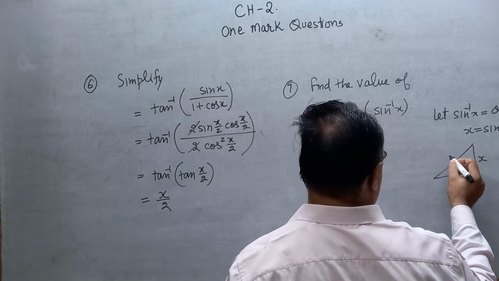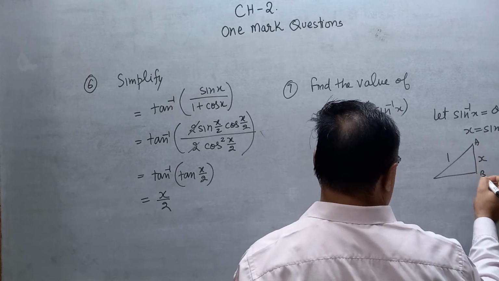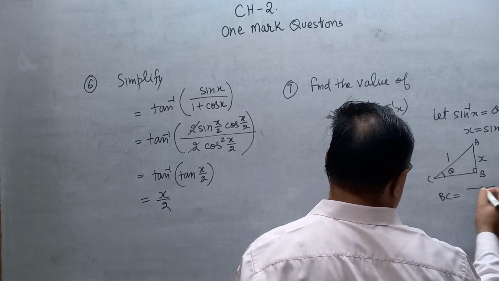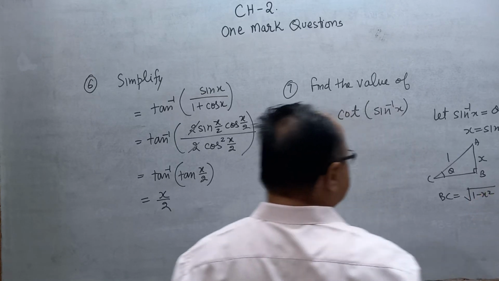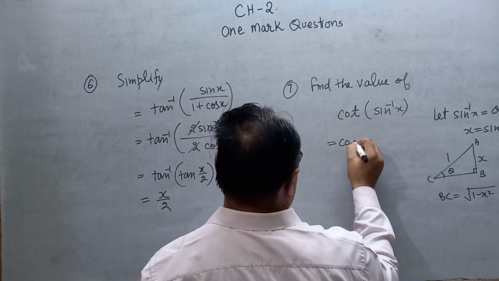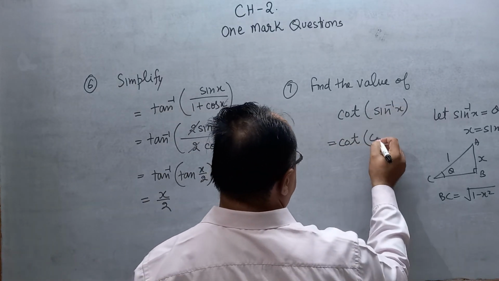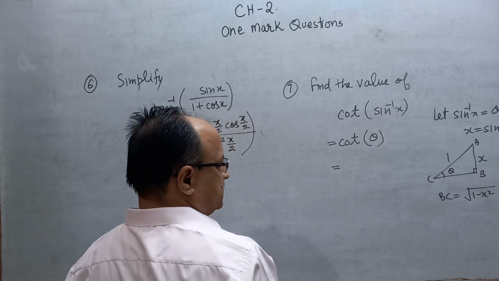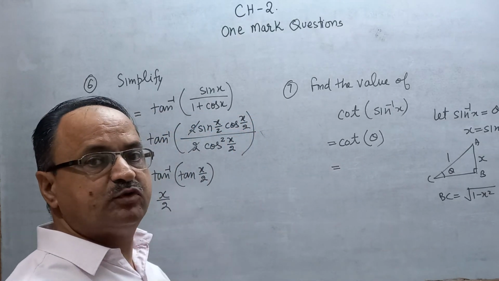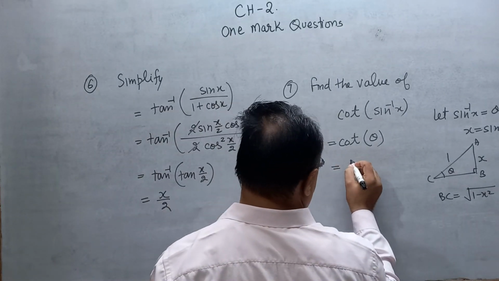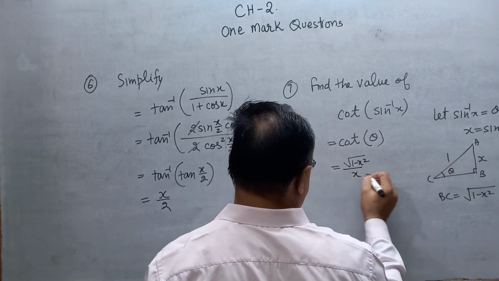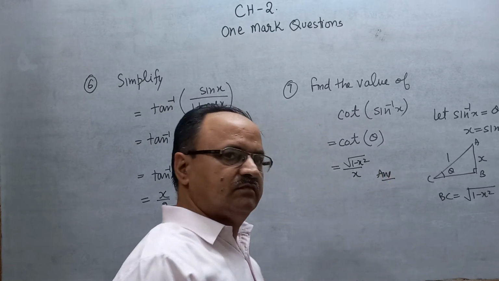Sine is perpendicular upon hypotenuse. With the help of this, can you find BC using Pythagoras theorem? BC is root of 1 minus x square. You know that this is theta. Cot theta means cot is base upon perpendicular. It means root 1 minus x square upon x. This is the answer. Clear, students?